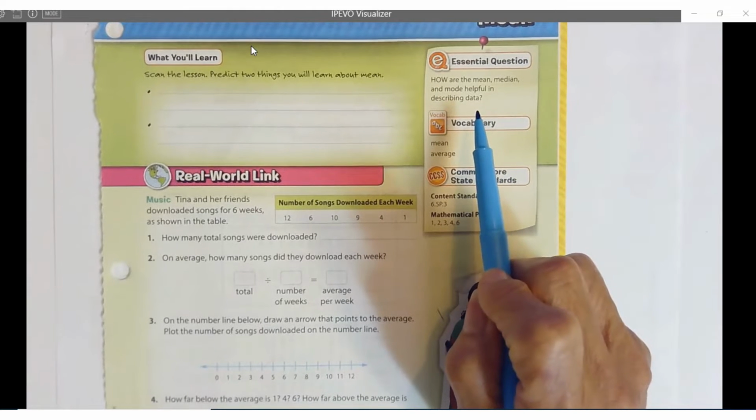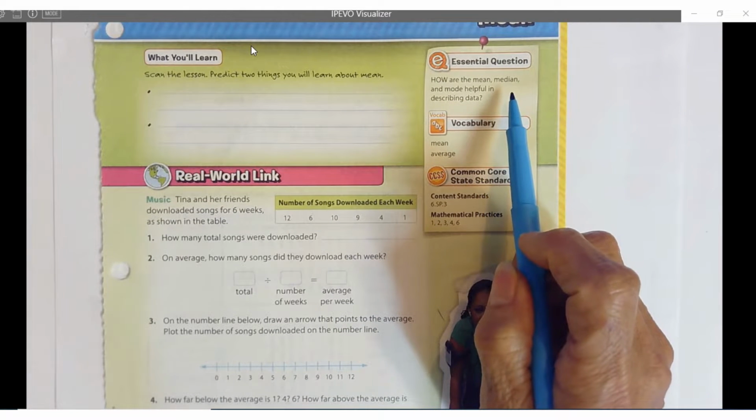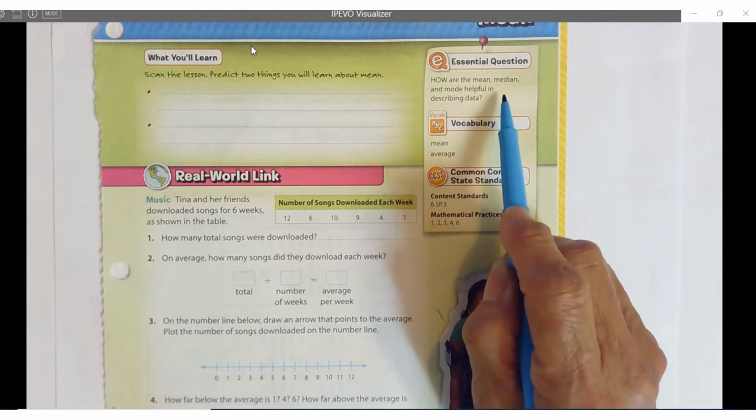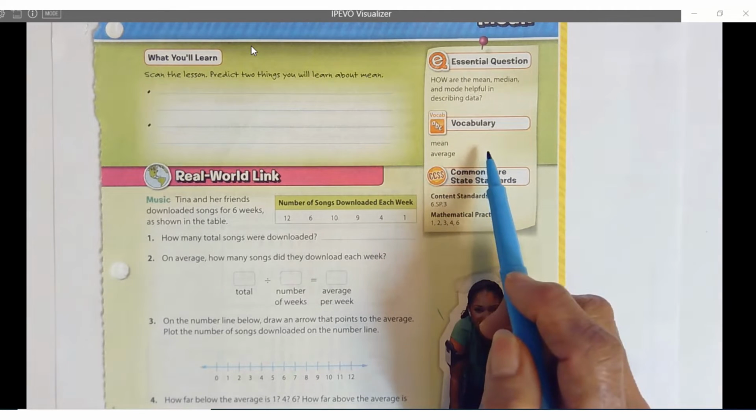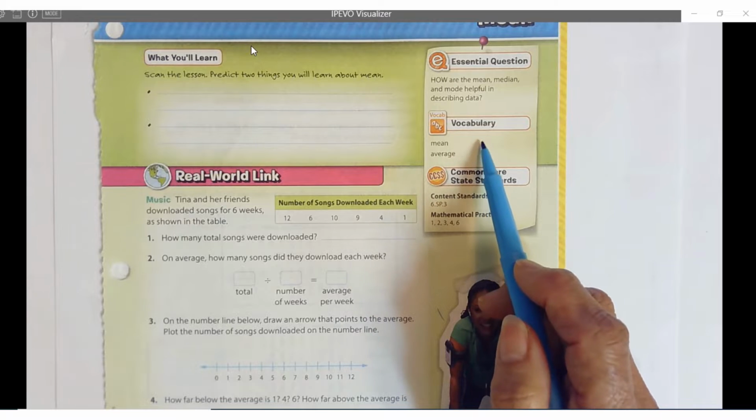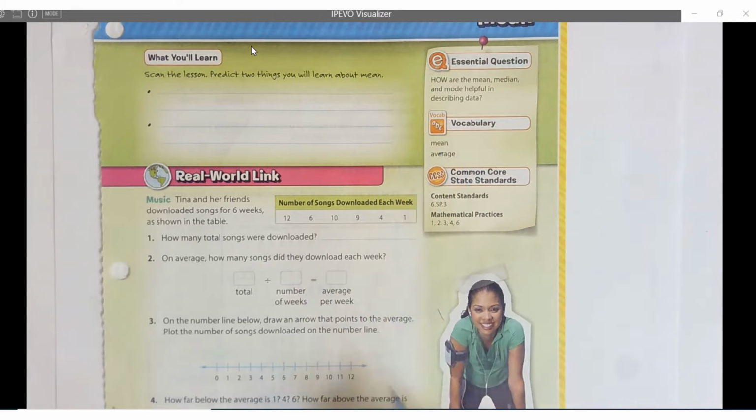Our essential question today, students, for this lesson is, how are the mean, median, and mode helpful in describing data? In this case, we have the mean and the average. These both mean the same thing. That's why they have both of them. That's the vocabulary that you have for this lesson, the mean and the average.